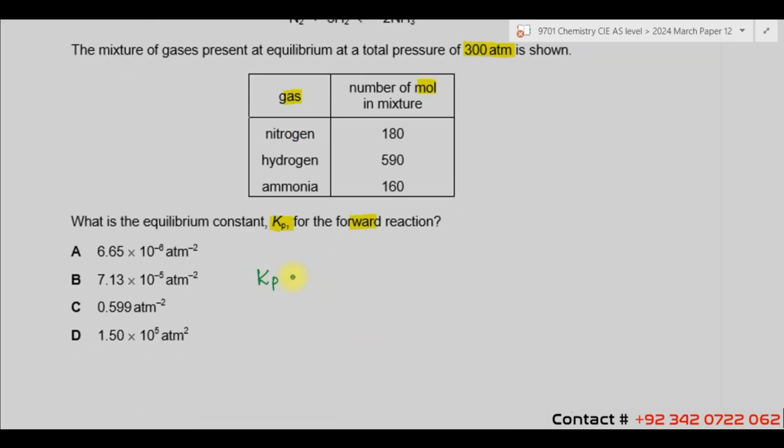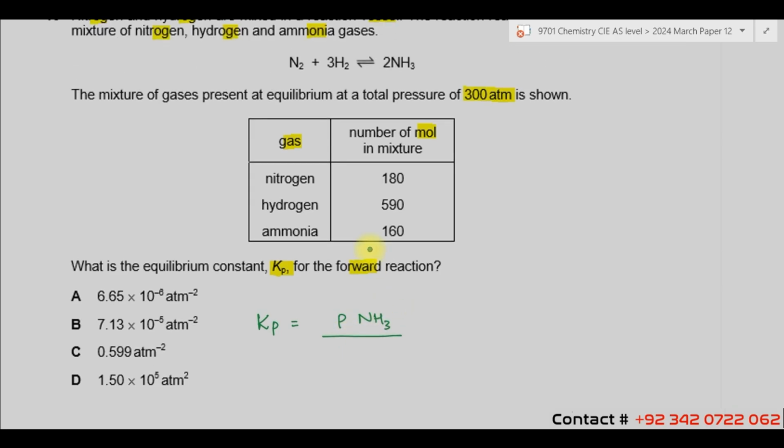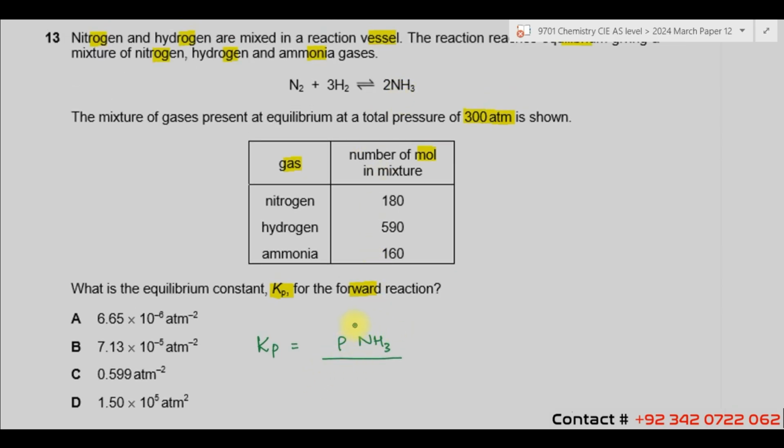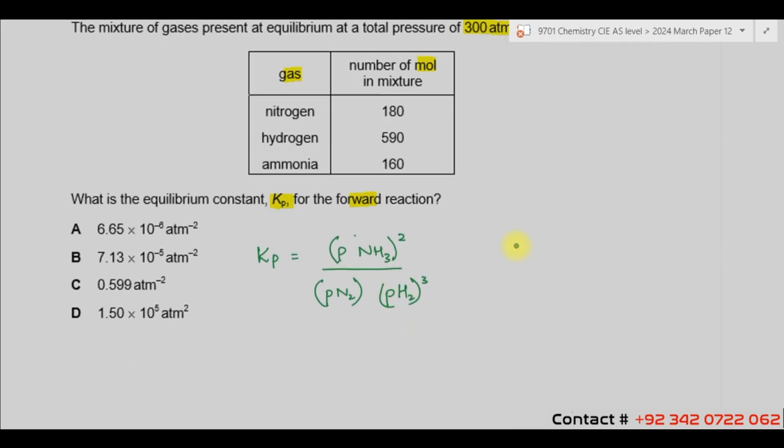Kp is partial pressure of product, which is ammonia, as this is the forward reaction, raised to the power of the number of moles, which is 2, given in the equation. Then we have partial pressure of nitrogen raised to the power 1 and partial pressure of hydrogen raised to the power 3. Now partial pressure can be found by using this equation. Partial pressure is equal to mole fraction into total pressure.